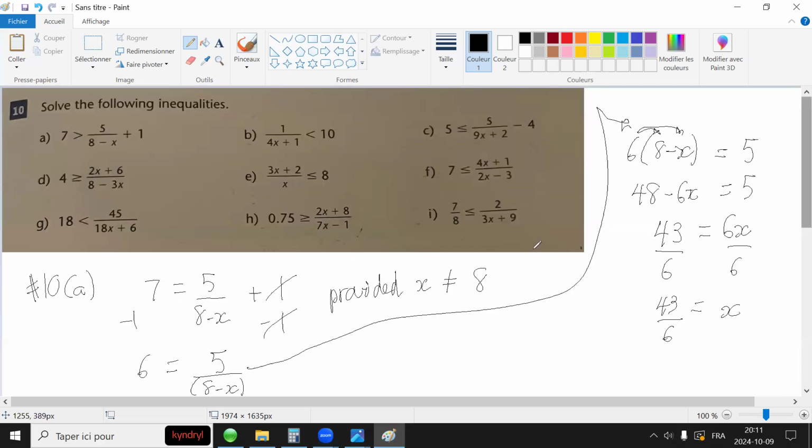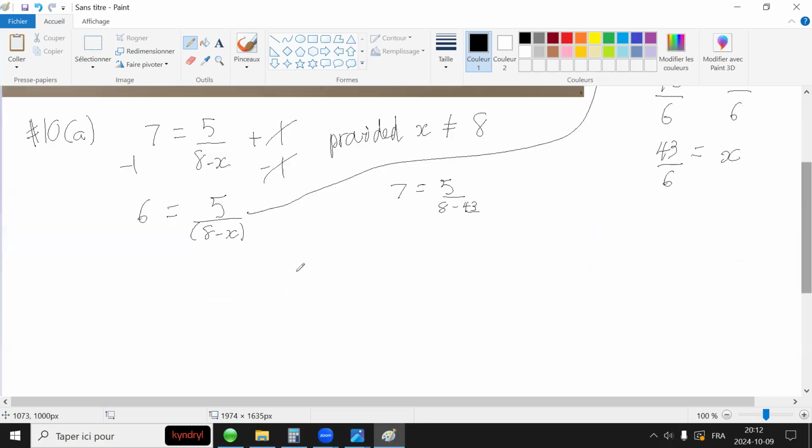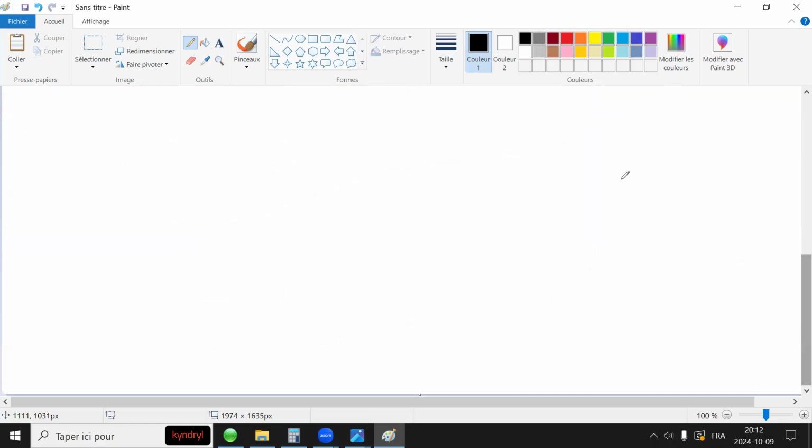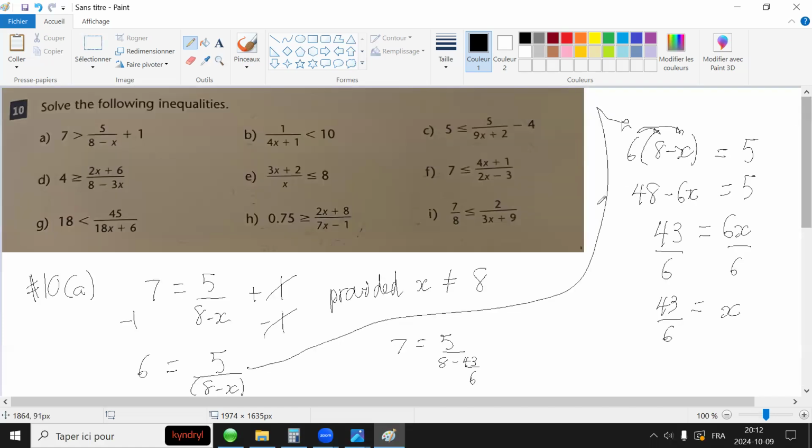So let me just write this back over here. 7 equals 5 divided by 8 minus x, which I would replace by 43 over 6. If it allows me to go down, once again, it doesn't. Okay, it does. And then it's plus 1 at the end. Okay, yeah, it's plus 1. So let's see if it works.